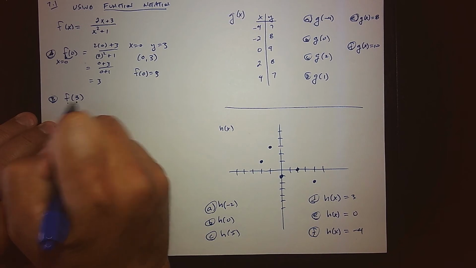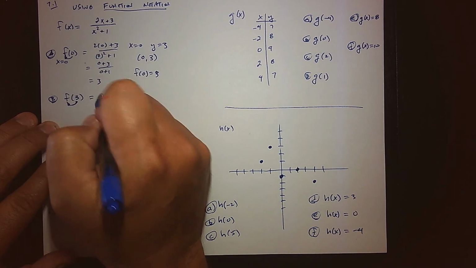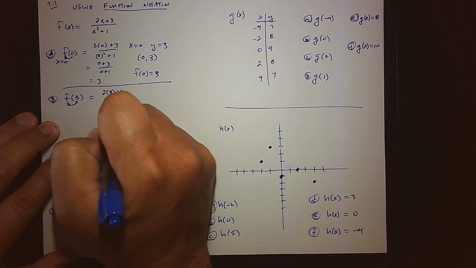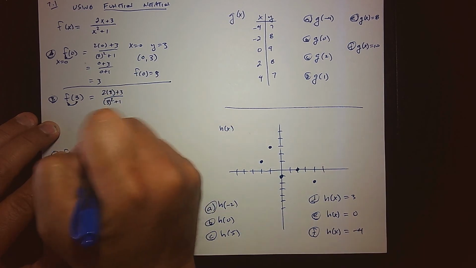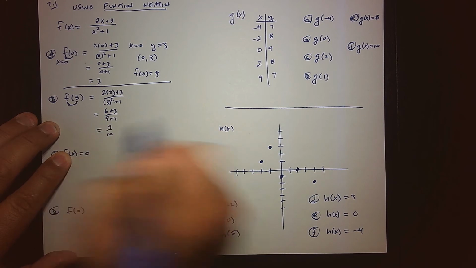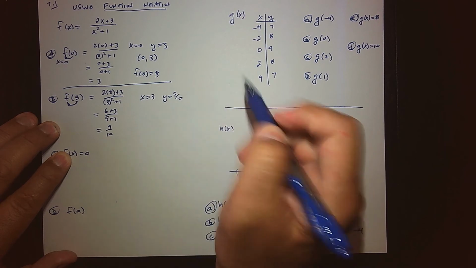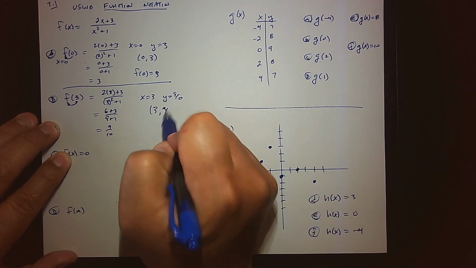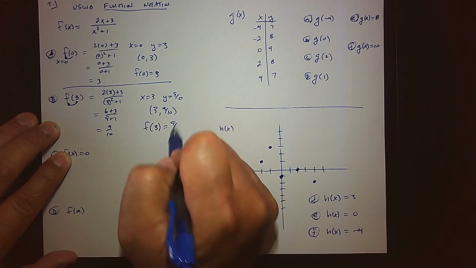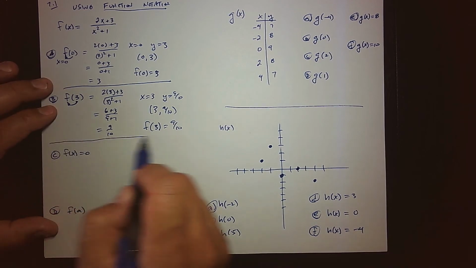Here, again, f of 3, we're letting x equal 3 and putting it into f. So I'm just going to come to my function, and wherever I see an x, I'm going to replace it with 3. So that gives us 6 plus 3 over 9 plus 1. We end up with 9/10. So again, we're saying x is 3, y is 9/10. We're talking about the ordered pair (3, 9/10). Or using the function notation, f of 3 is 9/10. All right, so hopefully this is nothing new. We're just practicing the same thing.